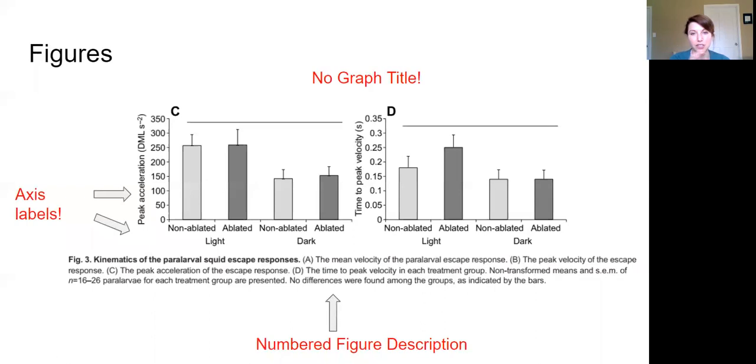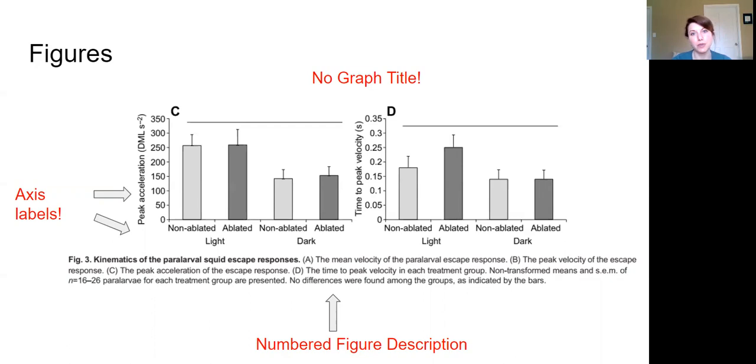Notice that on this figure there is no graph title. You don't put the title actually on the figure. Excel will automatically try to put one there, and you can just delete that. Instead, you're going to be putting your graph title down below in the figure description.